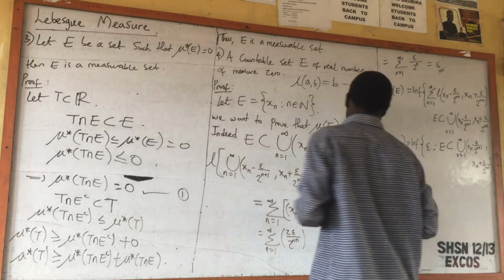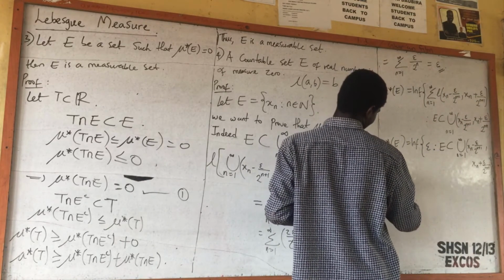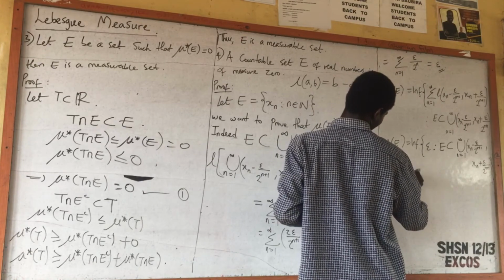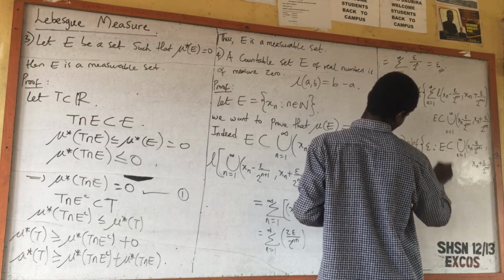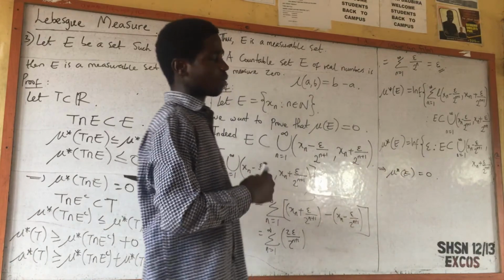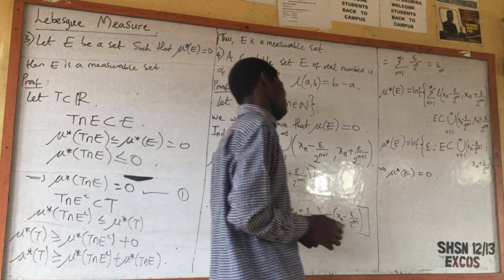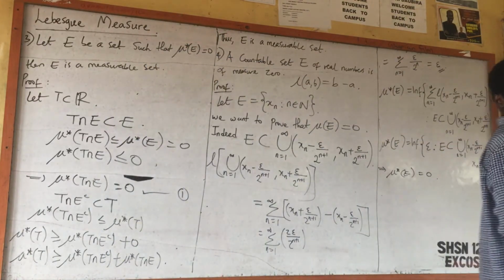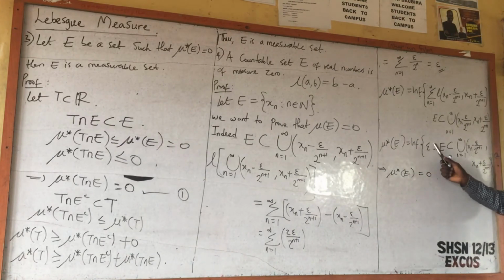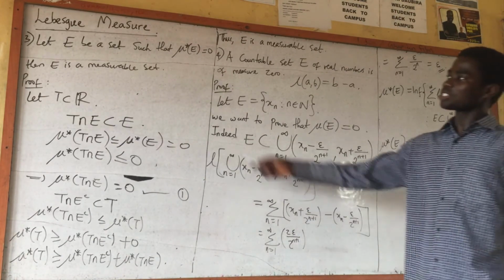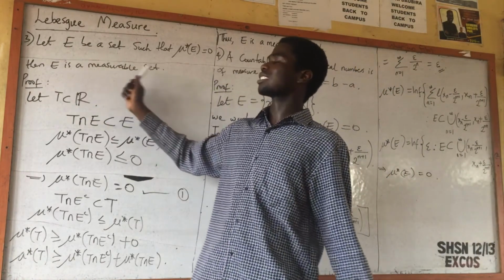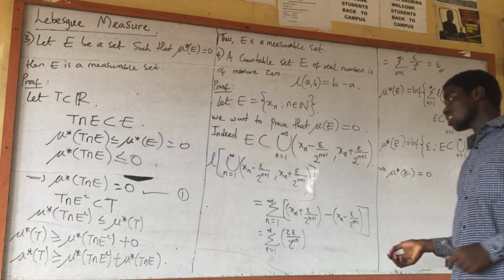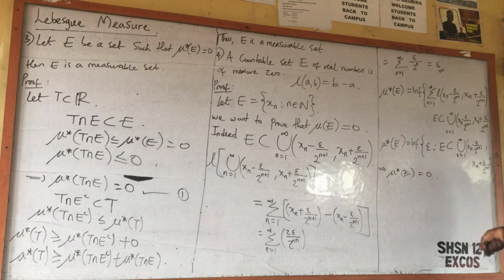And what does that infer? That means that the outer measure of E is 0. If you take the infimum of epsilon, from the definition of infimum, when you just have epsilon here, then the outer measure is 0. Don't forget, if the outer measure of a set is 0, then the set is measurable. So since the outer measure is 0, the set is measurable.